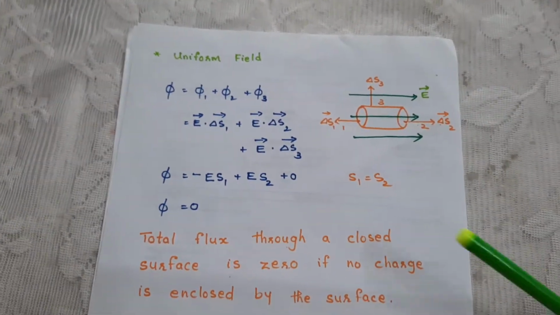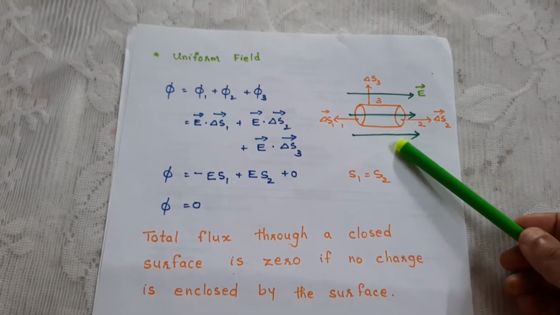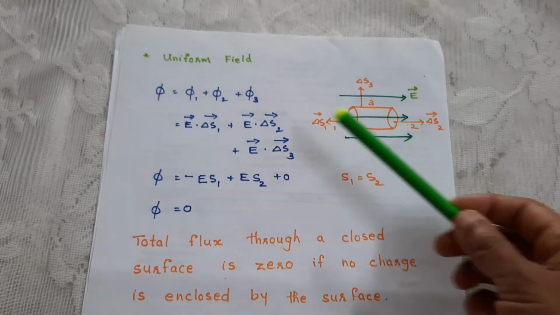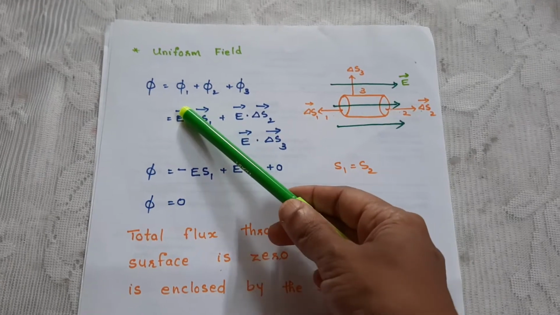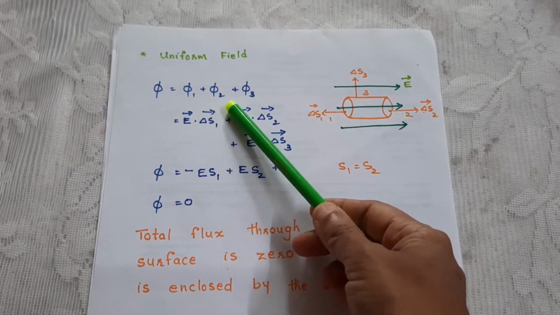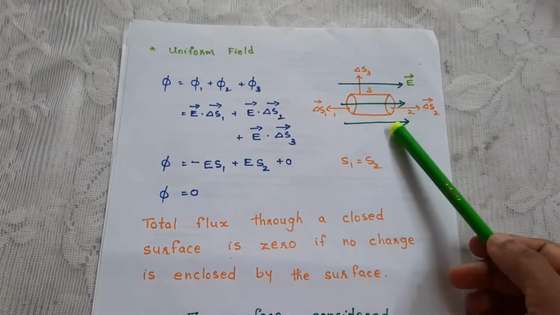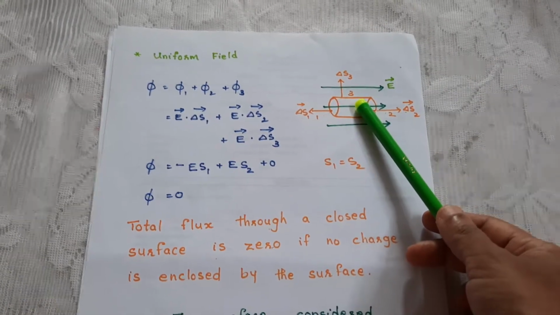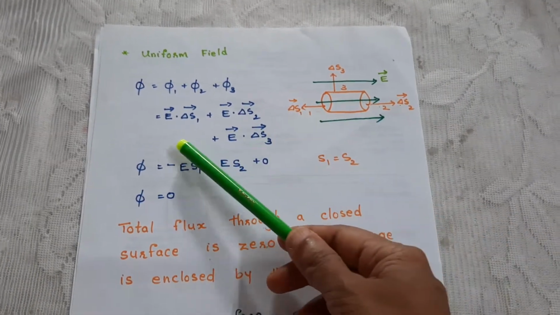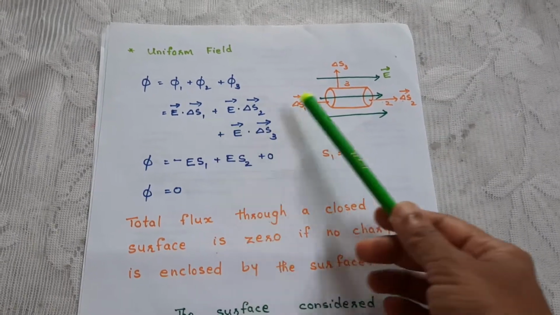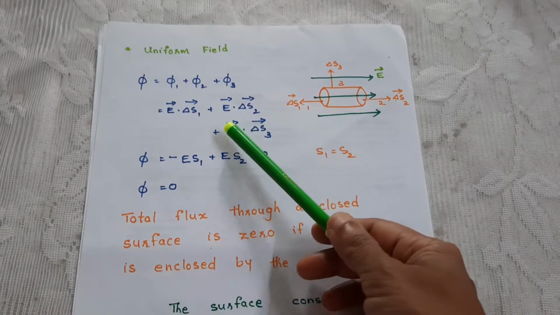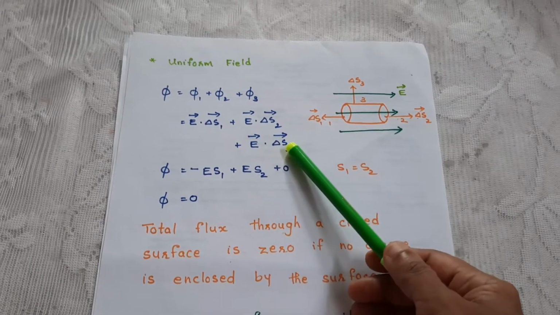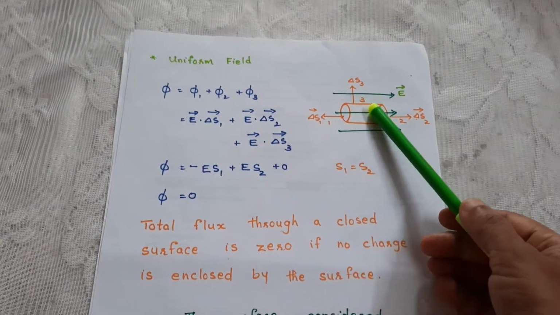Now let us apply Gauss's law in a region of uniform electric field. Consider a cylindrical surface. The total flux through the cylindrical surface phi is equal to phi 1 plus phi 2 plus phi 3. A cylinder has three surfaces, two end faces and the curved surface. So it is E dot delta S1, which is one end face, plus E dot delta S2, the other end face, plus E dot delta S3, that is the flux through the curved surface.